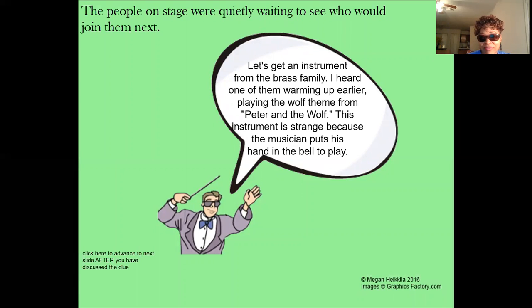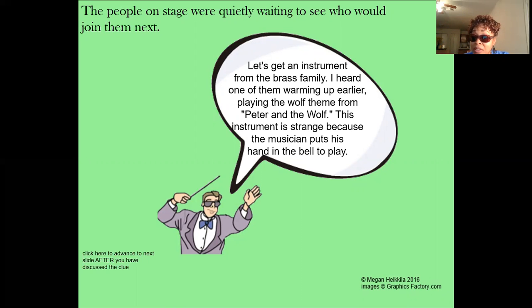Here's our next code. It says, let's get an instrument from the brass family. I heard one of them warming up earlier, playing the wolf theme from Peter and the Wolf. This instrument is strange because the musician puts his hand in the bell to play. Although we have not talked about the musician putting his hand in the bell to play, we do remember what the bell part of the instrument looks like because we learned that in the first week of school. If you need remembering, Miss Beasley always got you covered.